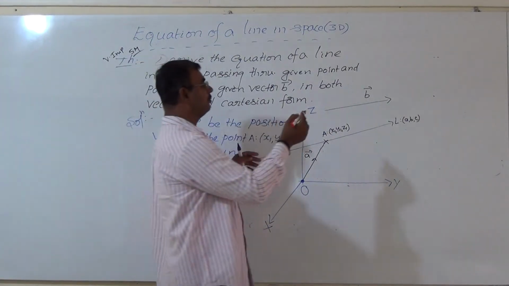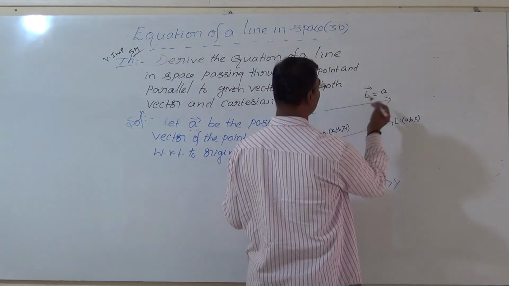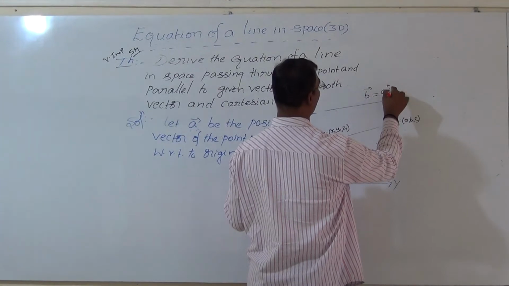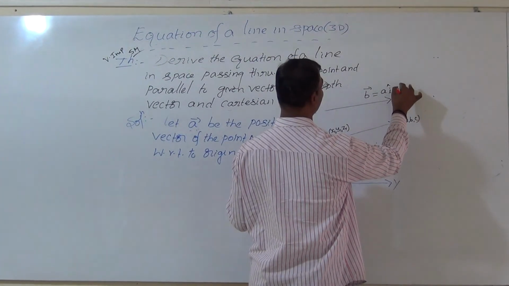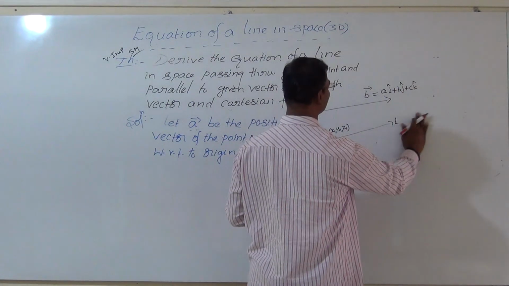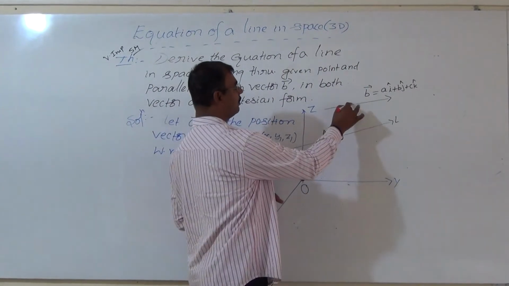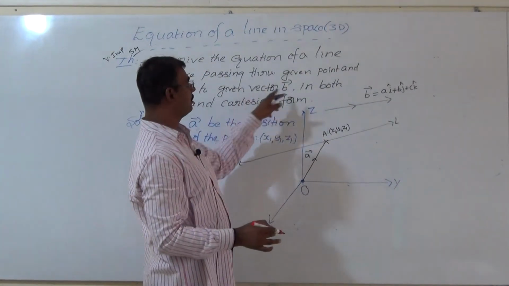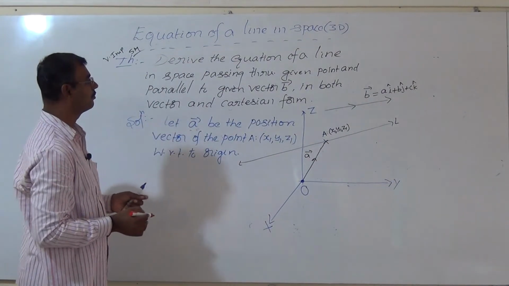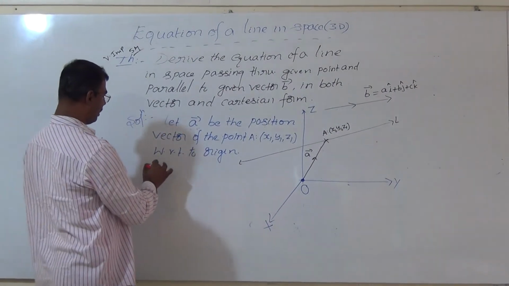So in vector form, B bar is equal to A into I vector plus B into J vector plus C into K vector. Here no need for the other one, leave it. Why? Because these two are parallel. So the line is parallel to the vector only. So let us take B bar as the given vector here.